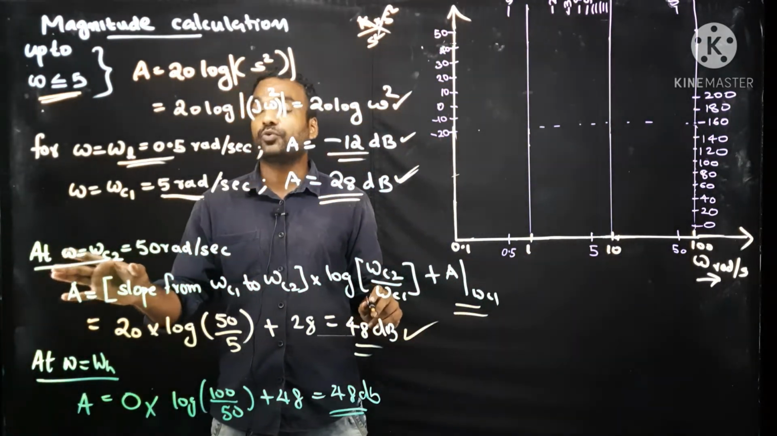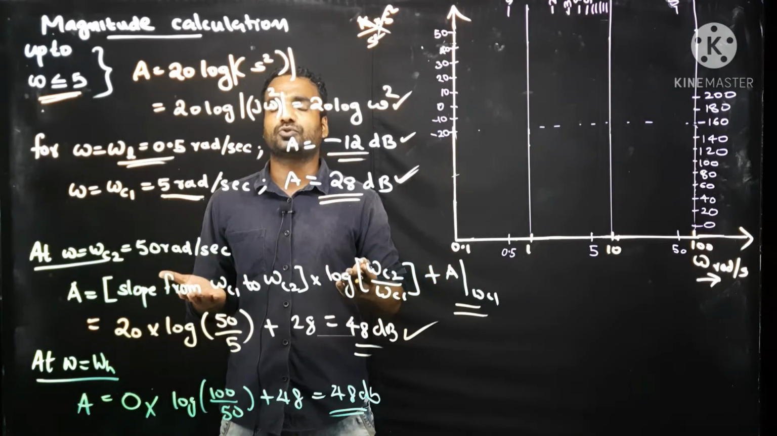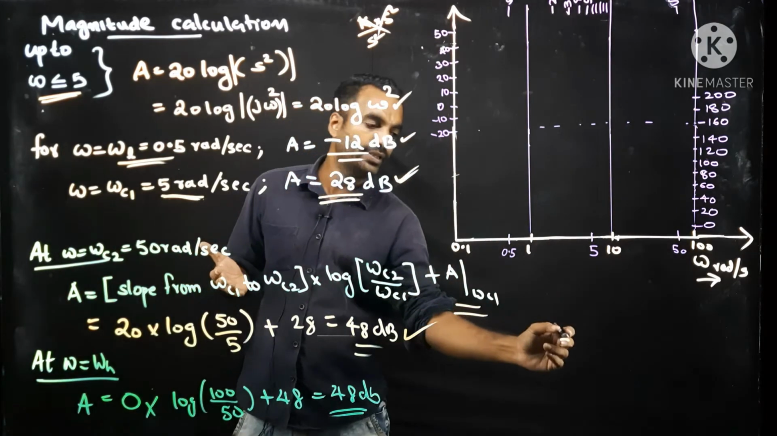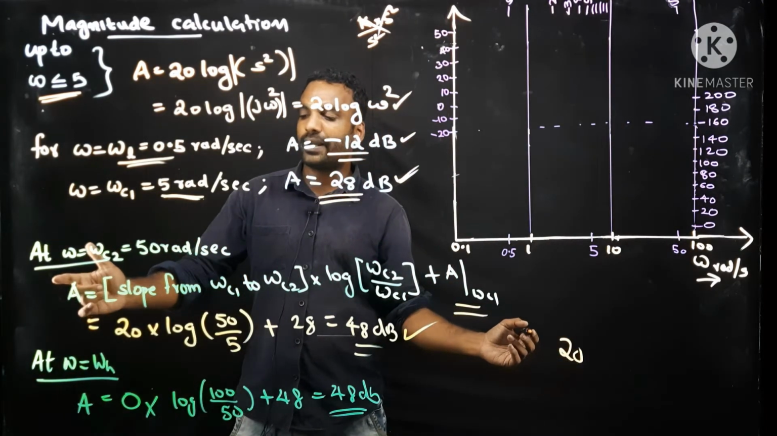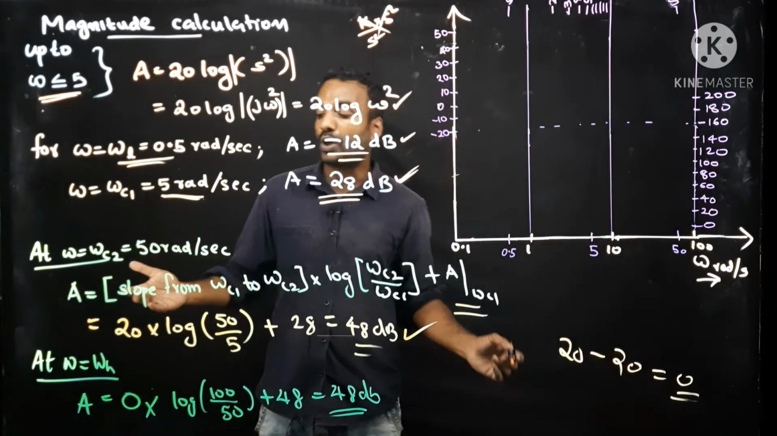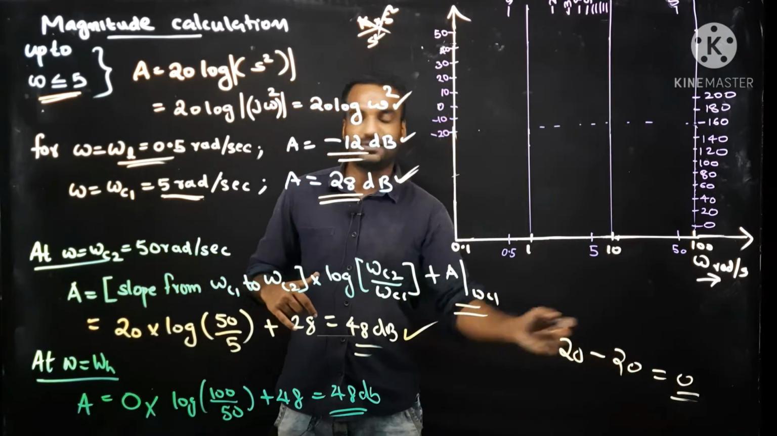Now at omega C2 we are adding another pole, so again a minus 20 slope will happen. At present the slope was 20. At omega C2 we are adding again minus 20, so the net slope will become 0. So after omega C2 the net slope is 0.